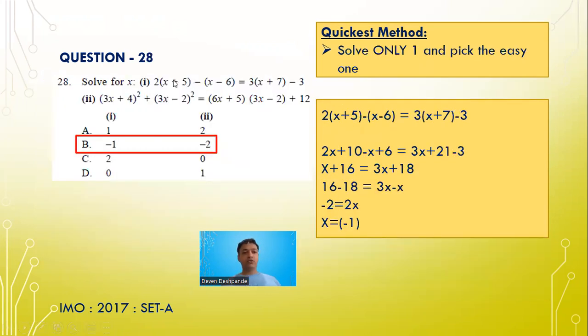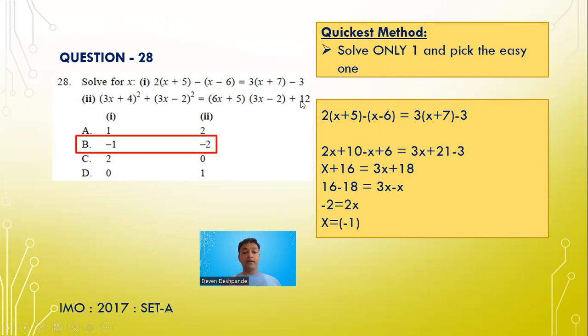Solve for x. Number 1: 2 into (x plus 5) minus (x minus 6) is equal to 3 into (x plus 7) minus 3. And number 2: (3x plus 4) whole square plus (3x minus 2) whole square is equal to (6x plus 5) into (3x minus 2) plus 12.